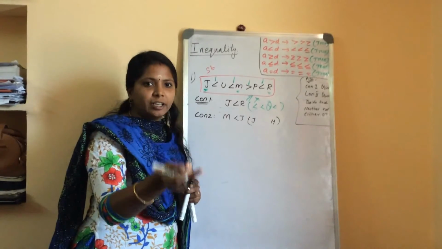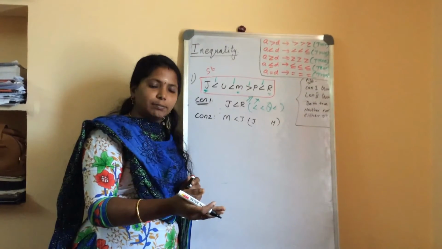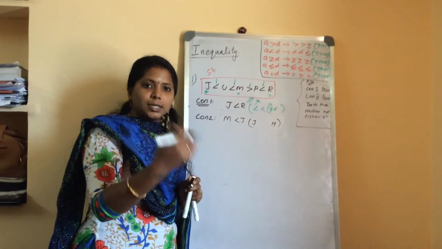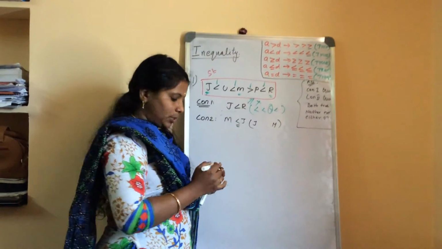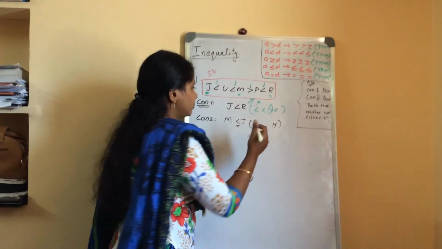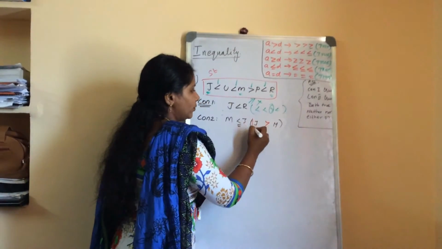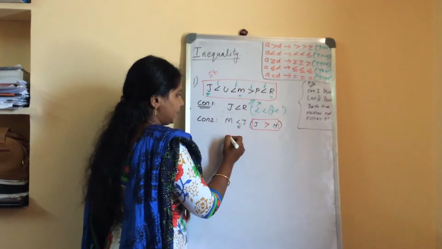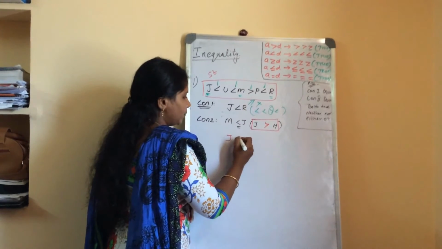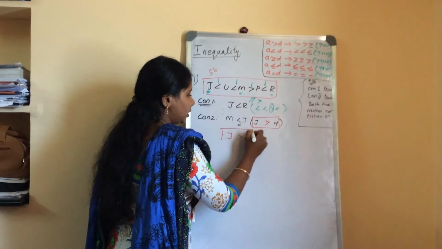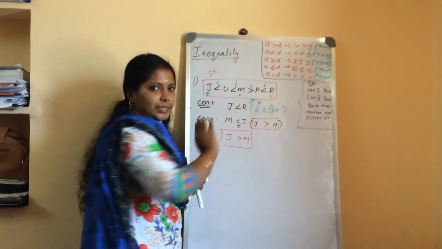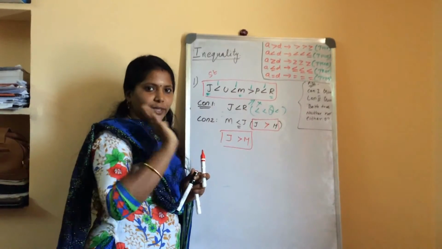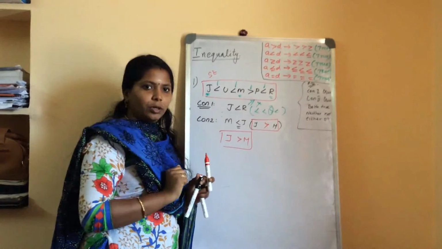If it is greater, the symbol will go to less than. If it is lesser, then the symbol will go to greater than. Here we have the less than symbol, so it will go to greater. So we can consider it like this: the conclusion will be J greater than M. Now we can look into the statement. It is in the forward direction, so we can easily find out whether this conclusion is true or not.